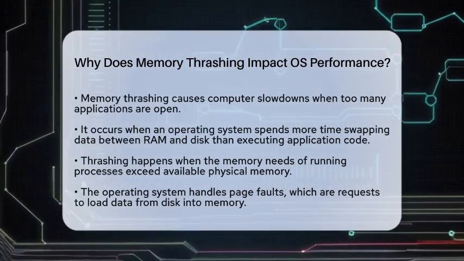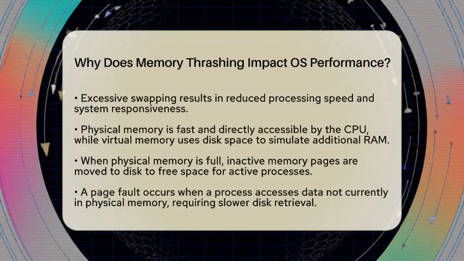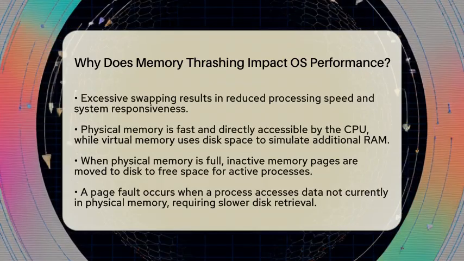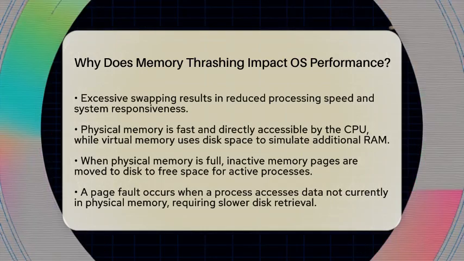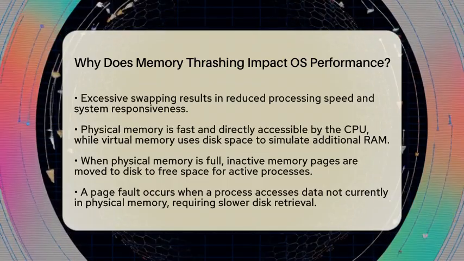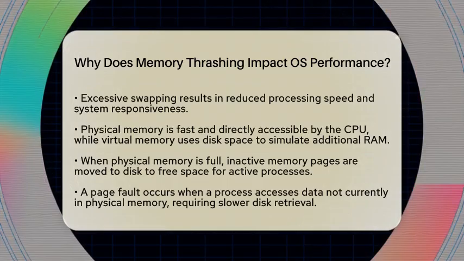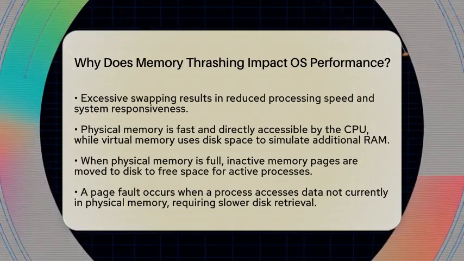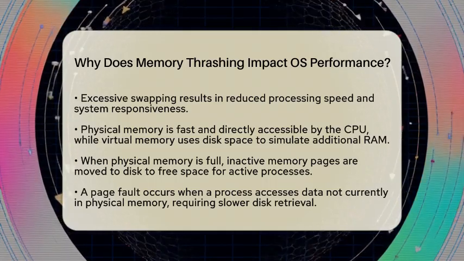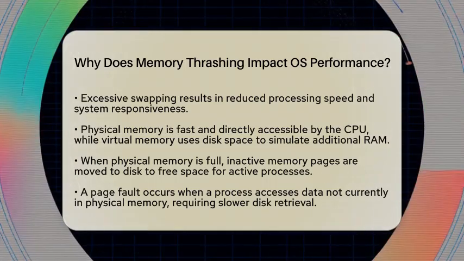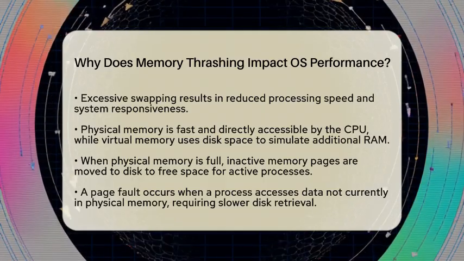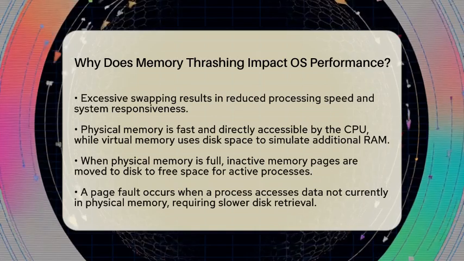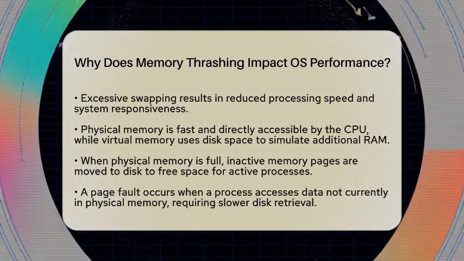To understand this better, let's look at some key concepts. Physical memory is the fast memory directly accessible by the central processing unit. Virtual memory, on the other hand, extends physical memory by using disk space to simulate additional RAM. When physical memory fills up, the operating system moves inactive memory pages to the disk to free up space for active processes. A page fault occurs when a process tries to access data that is not currently in physical memory. The operating system then has to retrieve this data from the disk, which is much slower than accessing RAM.